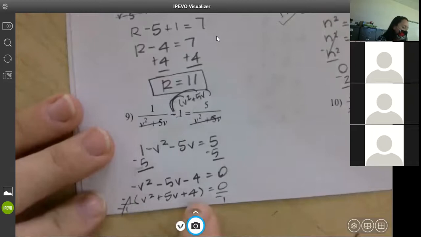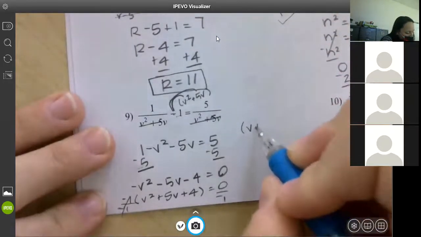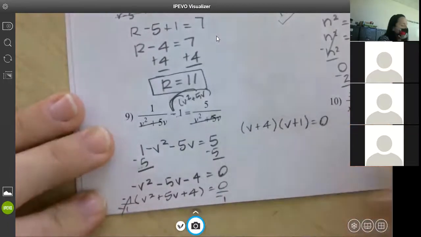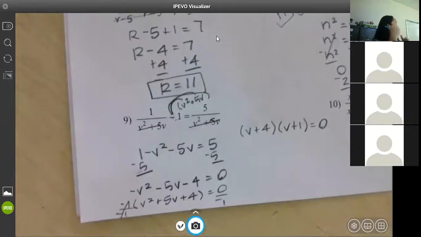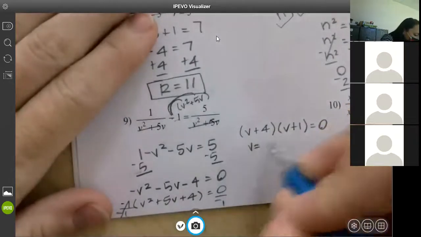Do I have factors of 4 that add to 5? 4 and 1. So this is where I said it might get a little bit harder, but it's as easy as factoring. So this is like the hardest problem we've done. What are your two solutions? -4 and -1.